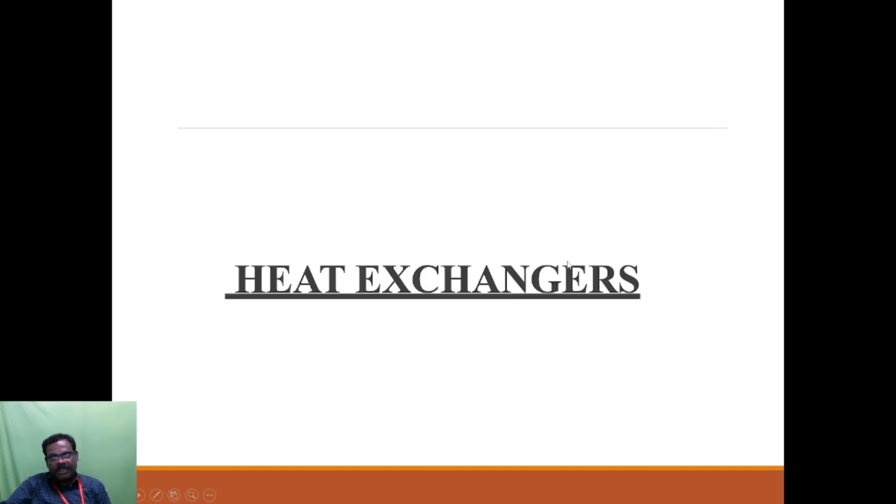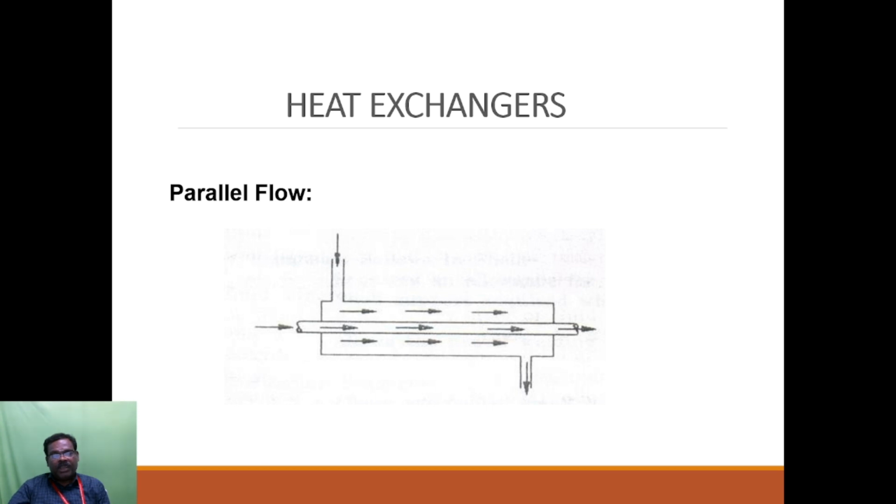The next topic is heat transfer. Heat transfer means transfer of heat from one place to another. What is the device used to transfer the heat? This device is called a heat exchanger. A heat exchanger is a device used to transfer heat from one place to another. We have different types of heat exchangers.